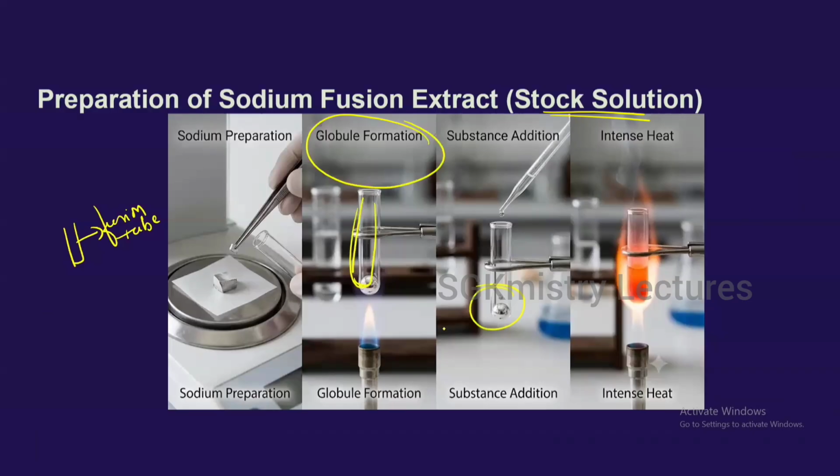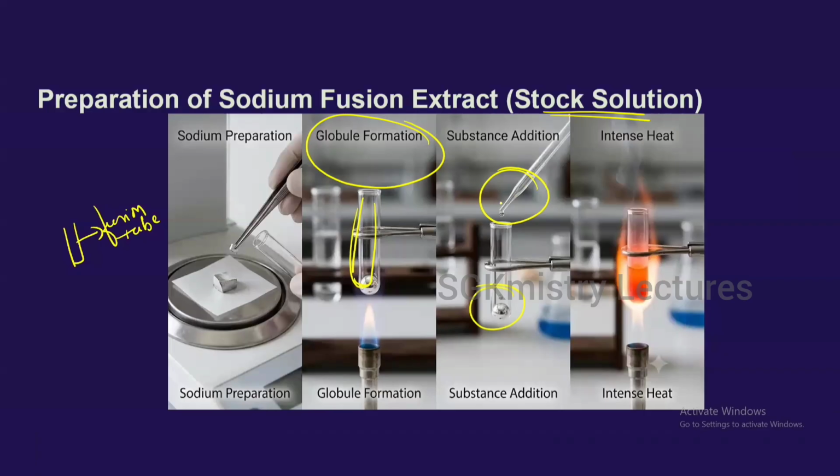And after that, you're going to add a pinch or a drop of the substance. So suppose you've got a solid sample, then you're going to add a pinch of that particular sample. Or if you've got a liquid sample, then you're going to add a drop of that particular sample to this silver globule that is formed because of heating of sodium.